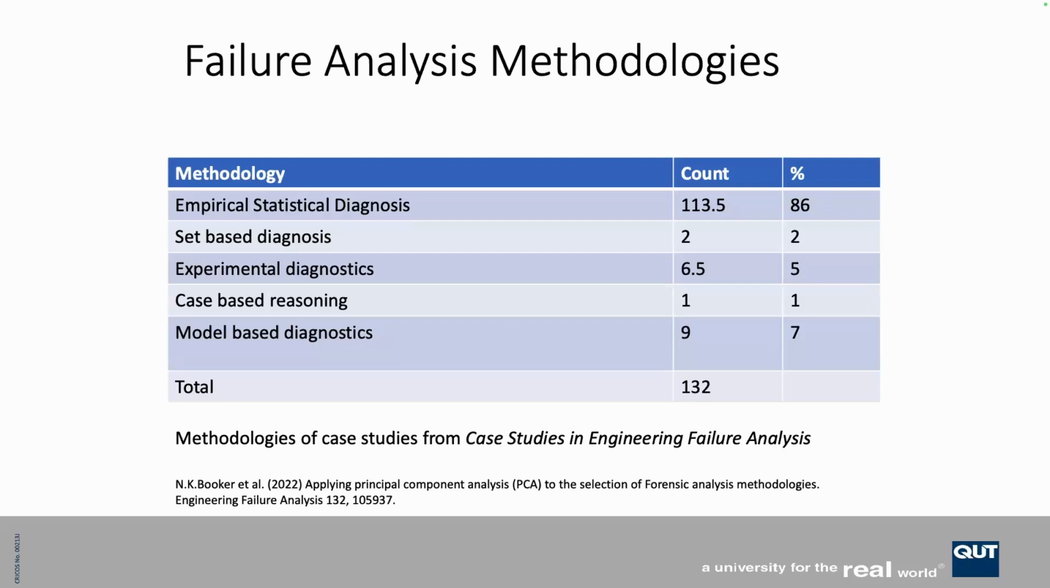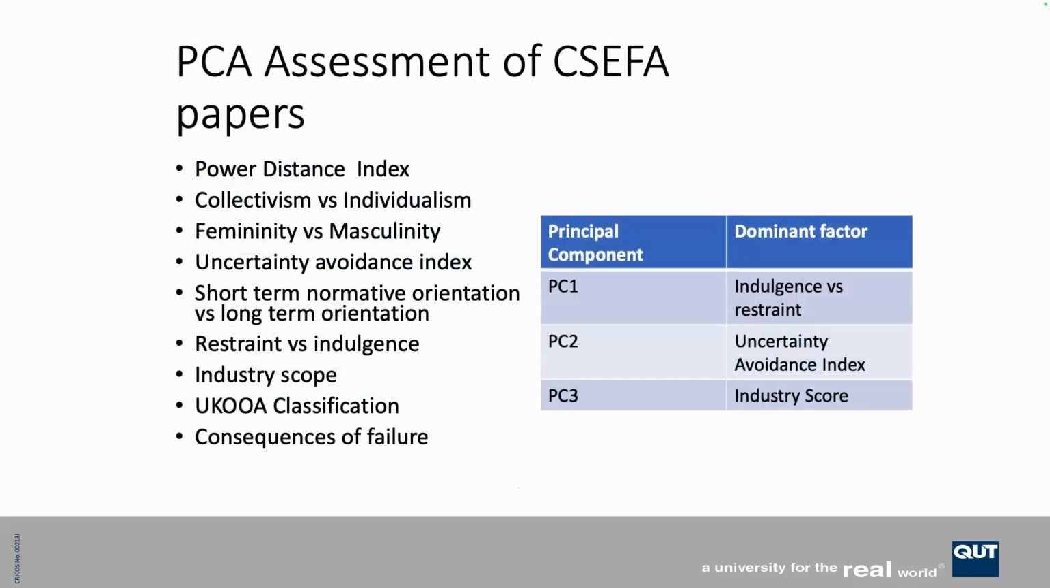mechanics of the failures. Overwhelmingly, we found most of the failure analyses in case studies in engineering failure analysis were of the first type, empirical statistical diagnosis. But there were some other examples of the other techniques as well. The other things we started to look at were what sort of things influenced how people chose the methods of investigation.